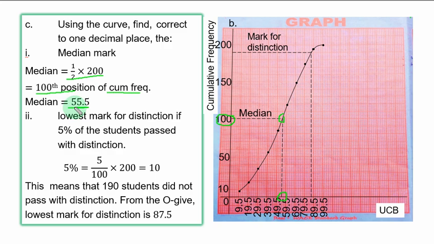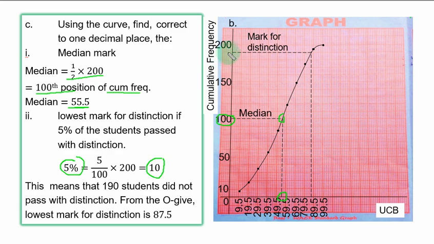Now we got 2. Lowest mark for distinction if 5% of the students passed with distinction. So let's get 5%. 5% of 200 is 10. That means 10 students passed with distinction. So that means that 190 did not pass with distinction. So you get the lowest mark from the 190 students that could not attain distinction.